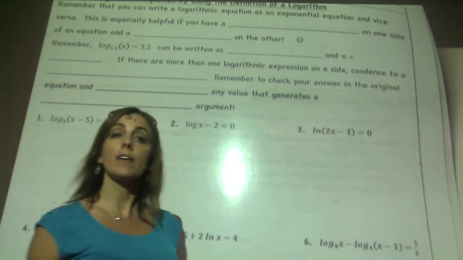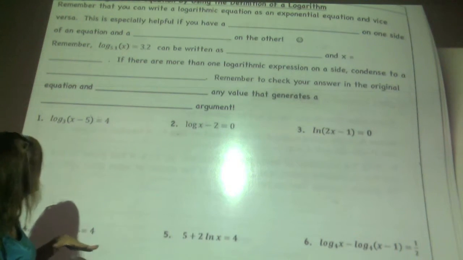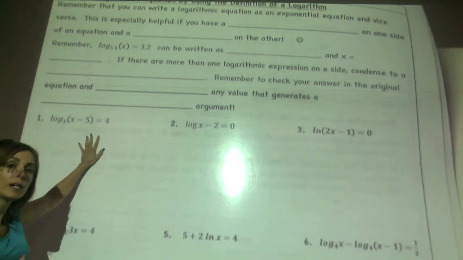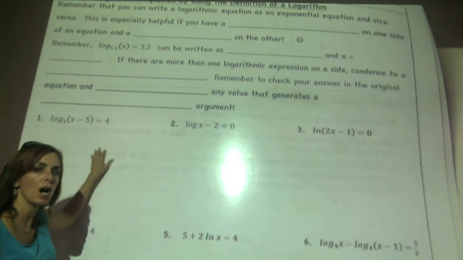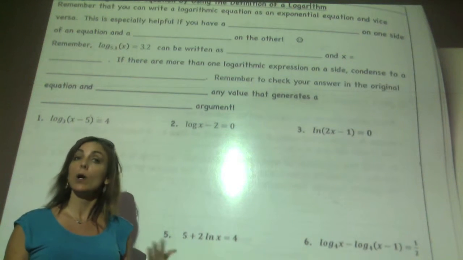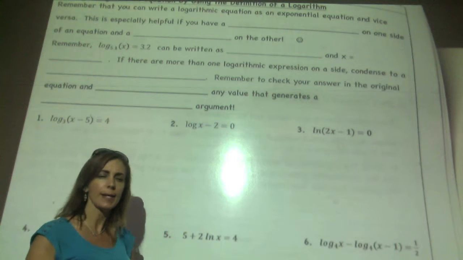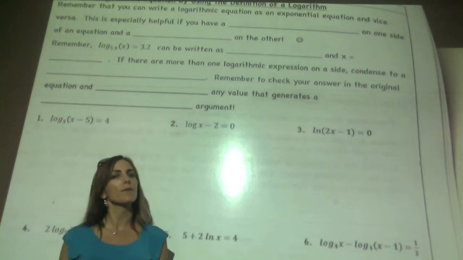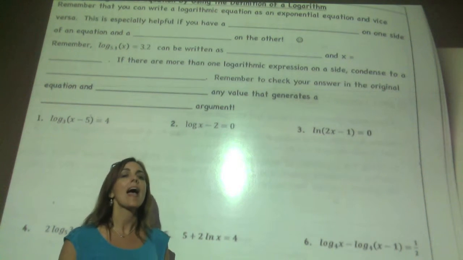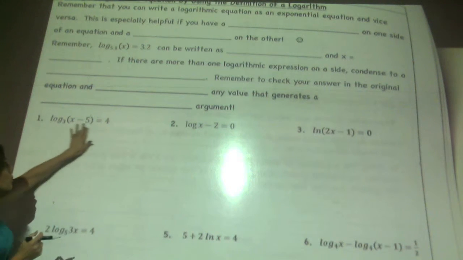Okay, so now we've got a few examples that we're going to look at. And we're going to see if our logarithmic equations fit this profile of a single log equals a constant. And if they do, we're going to rewrite them as an exponential equation instead. If they don't, we're going to see if we can make them look that way and then write them as an exponential equation.